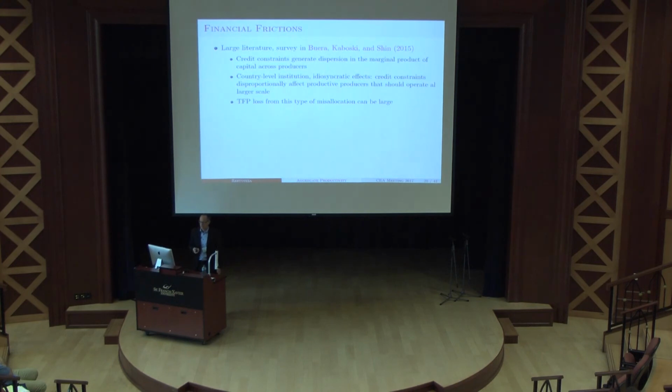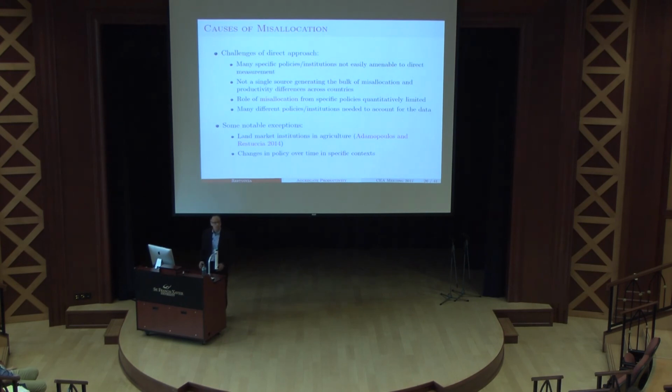The other one will be financial frictions. It's a very, very well-studied type of institution. Same thing. The institution may be common across all producers, but the high productivity producers who don't have capital are the ones who are going to be constrained in their operation. And that's what's going to drive the dispersion in the marginal product of capital.